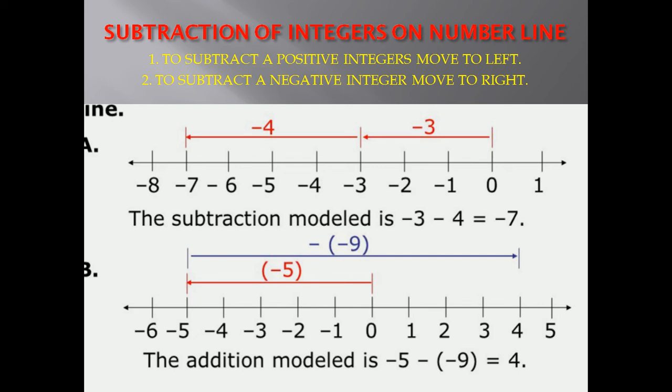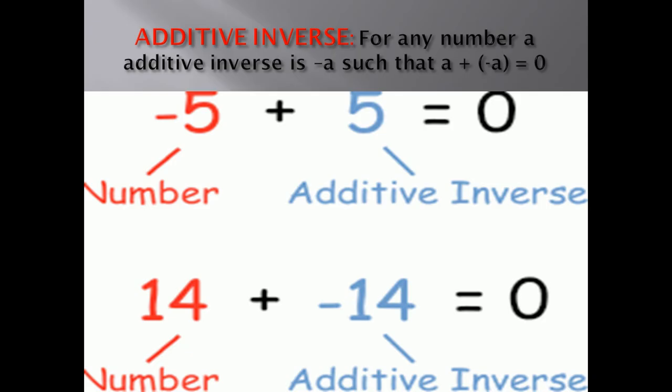Then come to the second rule: to subtract a negative integer, move to the right. If we want to subtract a negative integer, we move to the right. For example, if we have to subtract minus 9 from minus 5, now minus 9 is a negative integer. First of all, we will move from 0 to minus 5, then to the right side of it we will move 9 steps, and after moving 9 steps, where do we reach? We reach at 4. So the answer is 4. So these are the rules for subtraction of integers on the number line.